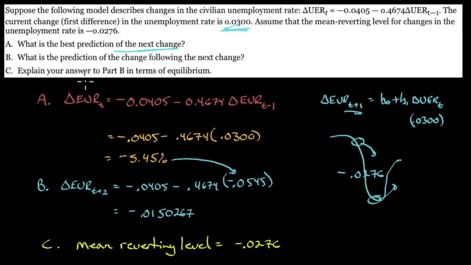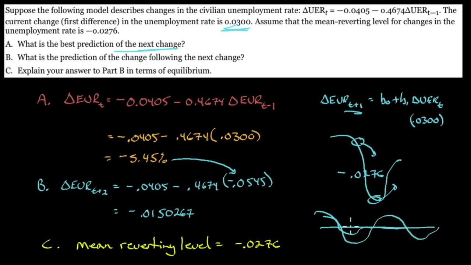C, explain your answer to part B in terms of equilibrium. Well, we just did that. We just did that and noticed that we've gotten a little closer to the mean reverting level each time. Now, just because we have a mean reverting level does not mean that this will happen. That's not what that's saying. And what it's saying is that over time it will get pulled back.